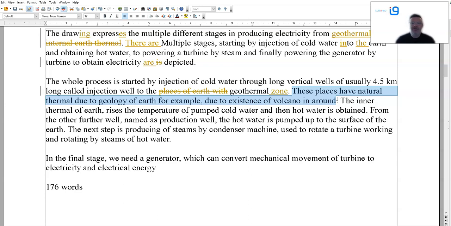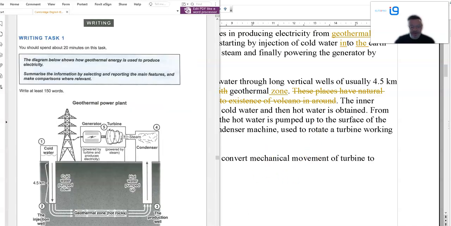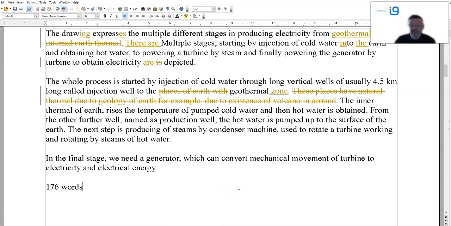To the places of Earth with geothermal. You mean the geothermal zone? Now, where does it say that? In the diagram, does it say any mention of where the geothermal zone originates? Existence of volcanoes. So, you don't put in stuff that is supposition. If it doesn't show it, don't use it. You can't prove that. It's supposition. They don't like opinion or supposition. Simply, this picture, diagram, chart, graph, table, map shows this, and that's it.